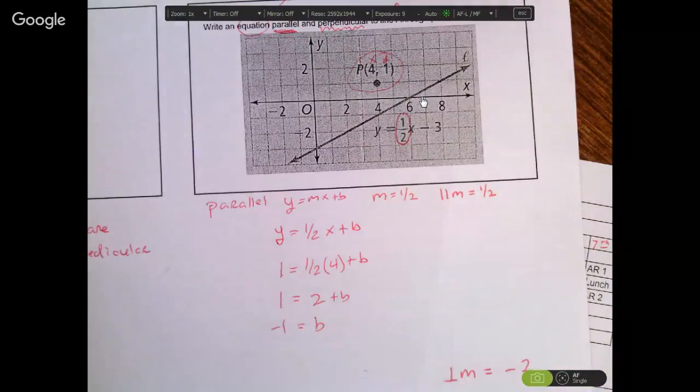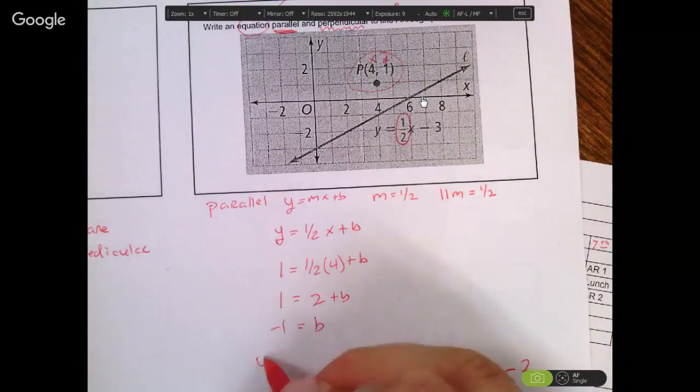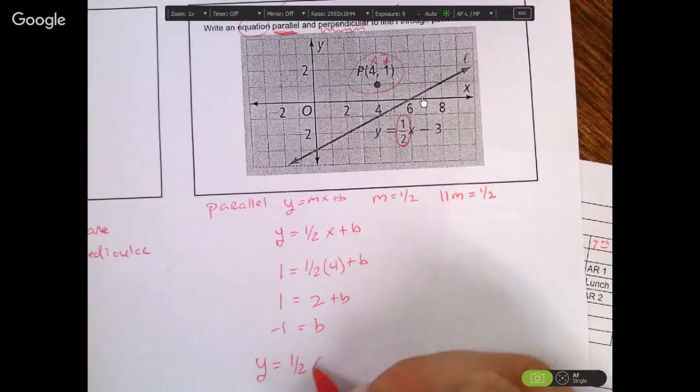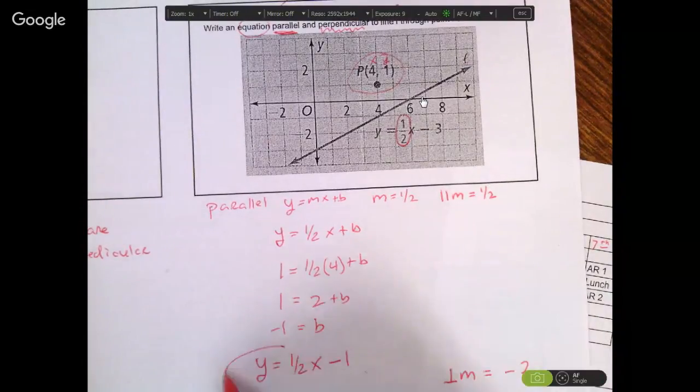We talked about this yesterday. Does that bug you that b is written second? Yes. But it doesn't matter. So our answer is what? So there's my parallel line.